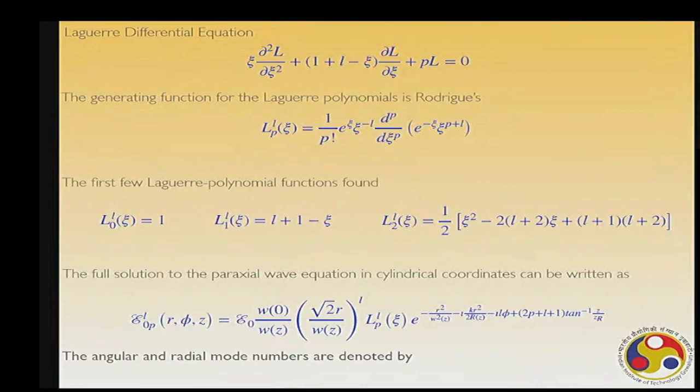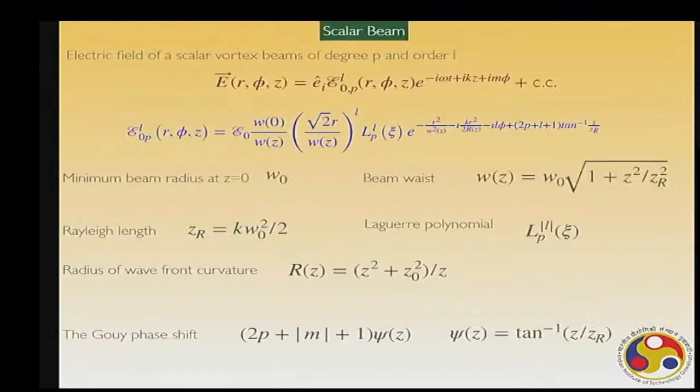And the radius of curvature, that is R(z), is going to vary with z square plus z naught square by z. Sorry, there is a typo. So it should be z naught or z R, whatever you like. Now you have a Gouy phase, that is phi z is equal to tan inverse z by z R, and you will multiply it by 2p plus l plus m. Sorry, it should be l.